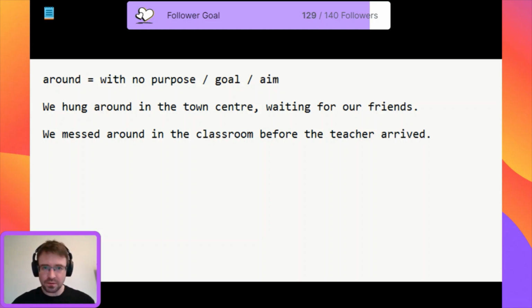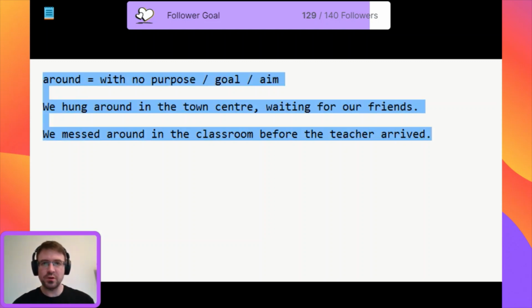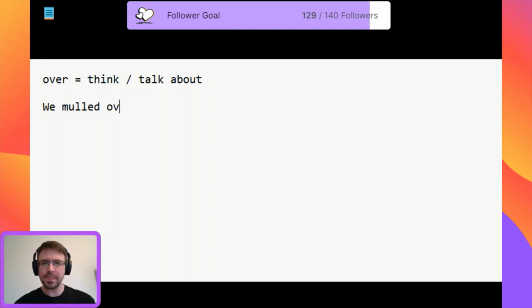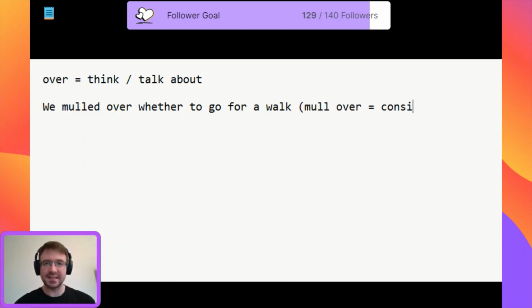And the final common preposition that we use with multi-word verbs is the word over. And we use over to show that we are thinking or talking about something. So, for example, the phrase, we mulled over whether to go for a walk. Mull over, this is very similar to the verb consider. So it's this idea of thinking about, thinking carefully what to do.